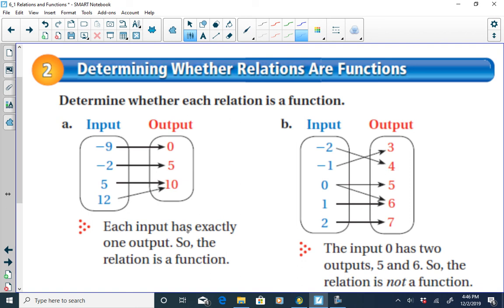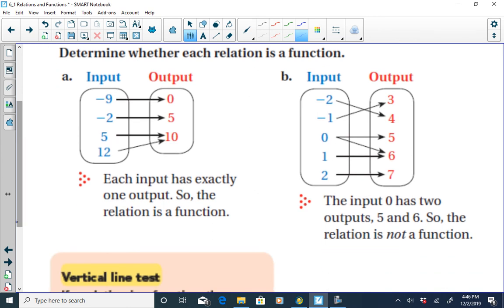Because each input has exactly one output, the relation is a function. If we look here, -2 is paired with 4, -1 is paired with 3, so far each of those inputs has exactly one output. But when we look at our input of 0, it has 2 different outputs. An input of 0 has an output of 5, and an input of 0 also has an output of 6.